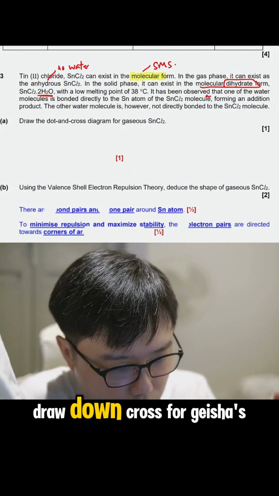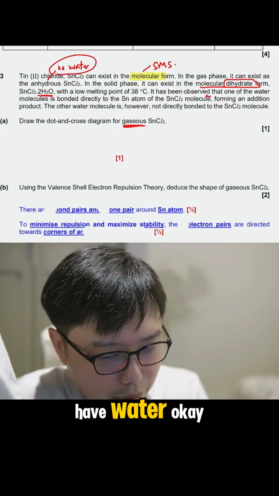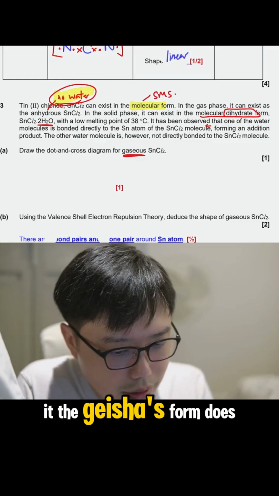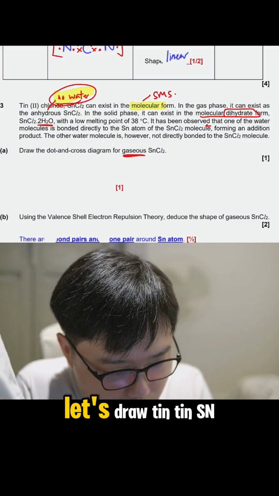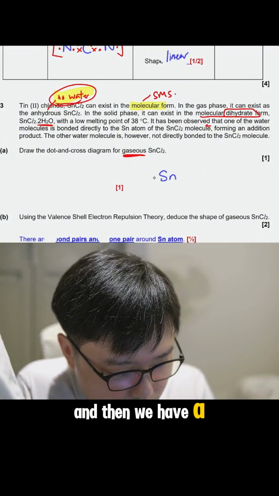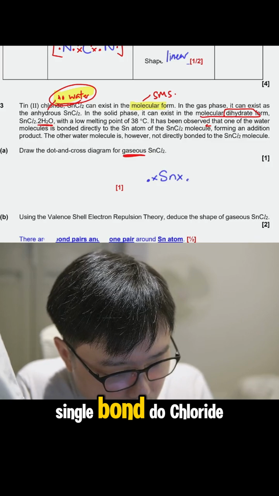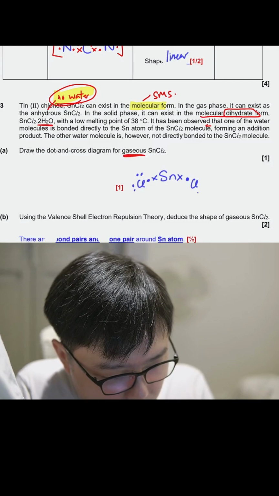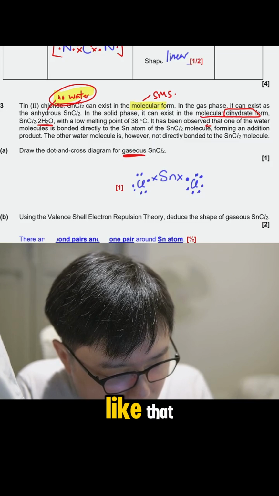So how do we draw a dot and cross for the gaseous form? The gaseous form is just by itself. It does not have water. Just to emphasize, the question said the gaseous form does not have water. So we draw the gaseous form first. Let's draw tin, Sn. Tin has 4 valence electrons, so a single bond to chlorine. Chlorine has 7 valence electrons. Let's just put it down like that.